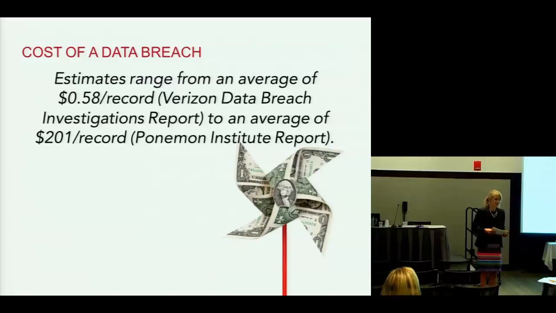And there's reasons for these differences. The Verizon Data Breach Investigations Report focuses on a lot of larger breaches, so there's certain economies of scale that start to play in. They also base their estimates on insurance claims, so it's much more focused on the direct costs. Whereas the Ponemon Institute report, they focus on breaches that are between, I think, 10,000 and 100,000 records, so the economies of scale don't play in it so much. And they also take into account the impact to things like goodwill.